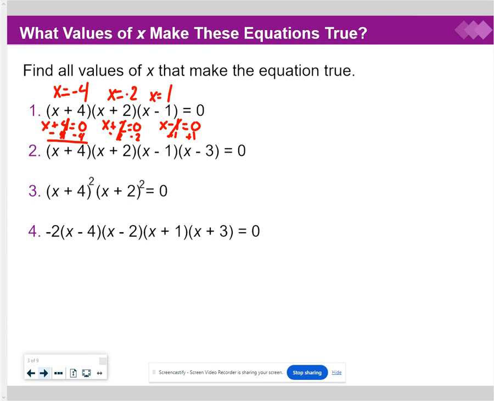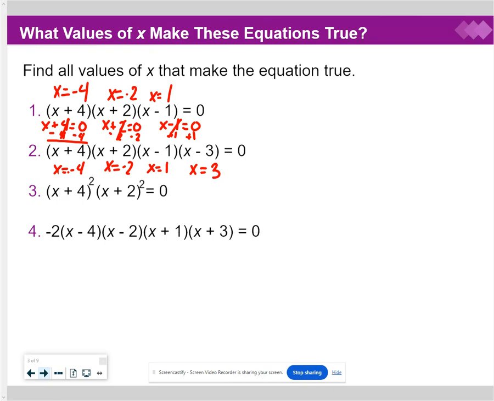So for instance, in number 2, I've got the same 3 answers that we start with. So this is going to be x equals -4, x equals -2, x equals +1. And then we've got one more here. And I hope that you can just see that that's going to be x equals 3 as that answer.